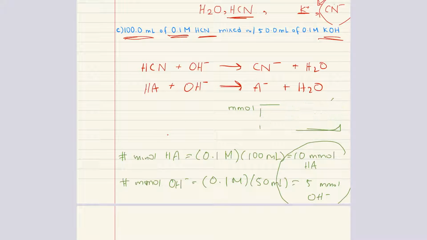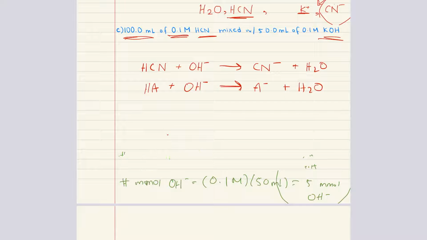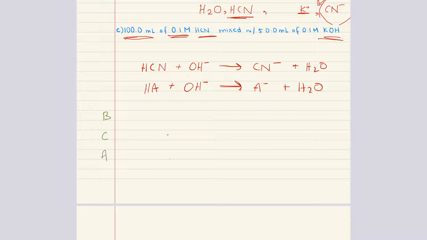So I'm going to do some erasing here so we have room. We have our general form of our reaction written here. To the side, we're going to write BCA. We're starting with 10 millimoles of our weak acid and 5 of our hydroxide ions. In this reaction, we notice that there is a mole-to-mole ratio between the reactants that is equal to a 1-to-1 ratio.